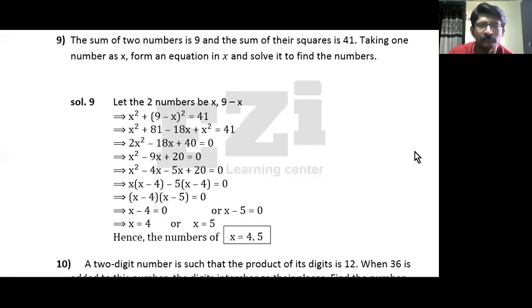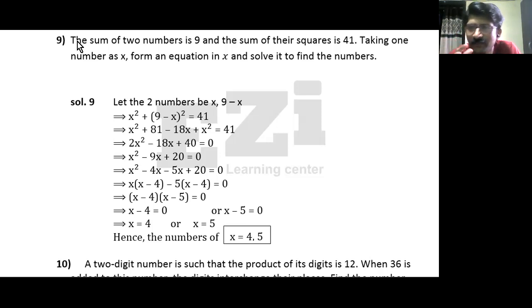Sums, guys. Okay, we'll start with this next sum. The sum of two numbers is 9. Okay, this is very, very informative. Look at this. You'll have to follow the words very carefully. It's mentioned that the sum of two numbers is 9.